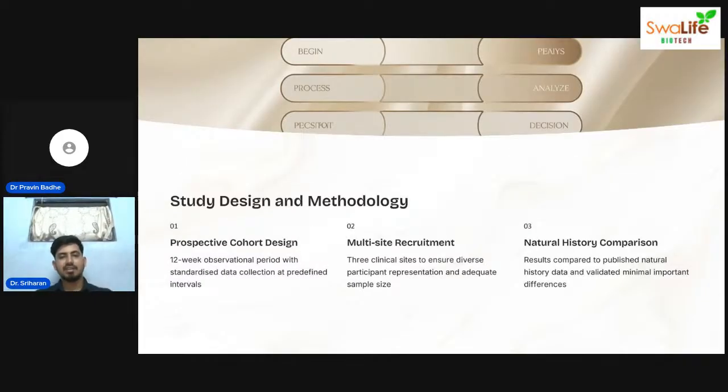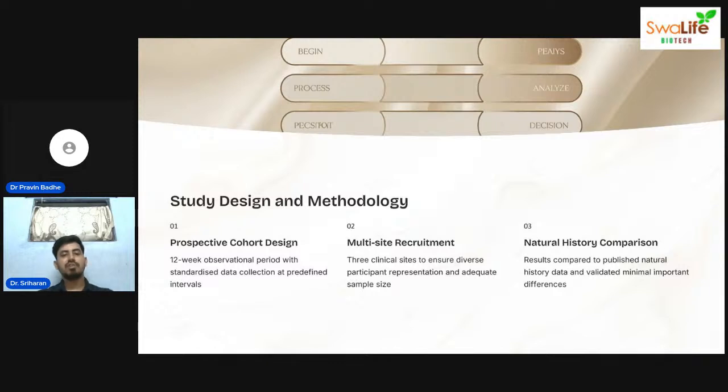Study design methodology. Our study design is an observational study, a prospective cohort design. It is under a 12-week observational period. You know about the cohort study from the previous slide itself. So it is a 12-week study, and it is a multiple site recruitment.